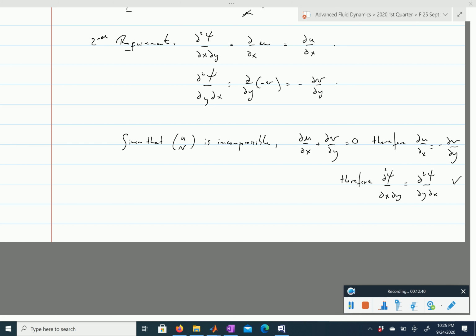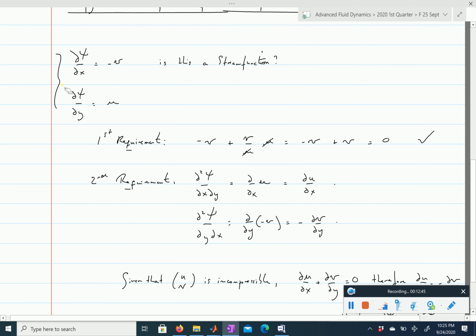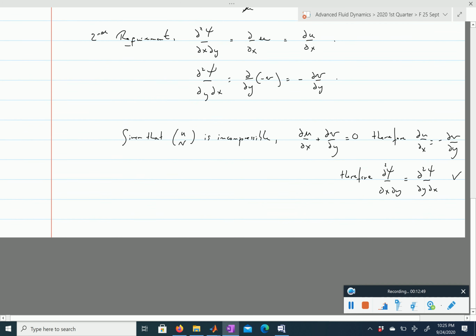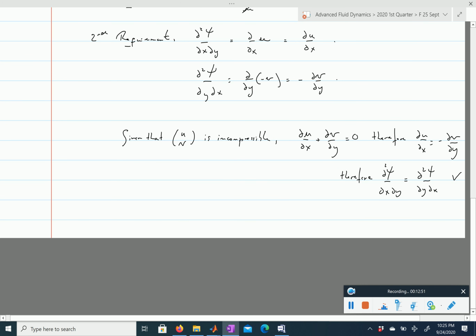So this is the reason why these formulas here will only define a stream function if you have an incompressible flow, because otherwise you cannot satisfy this second requirement.